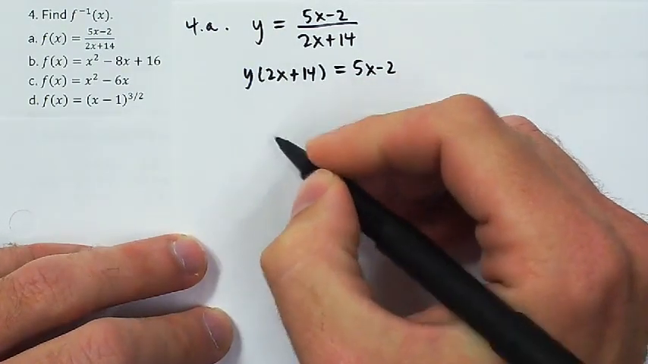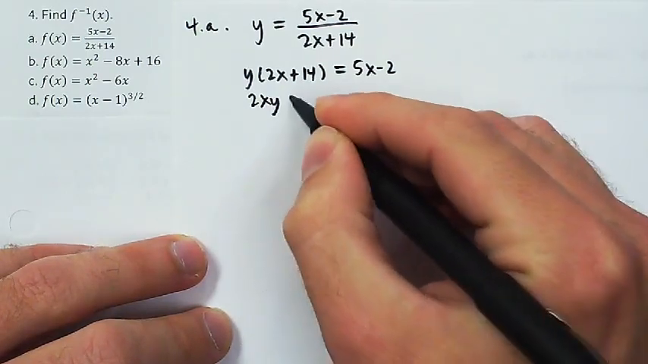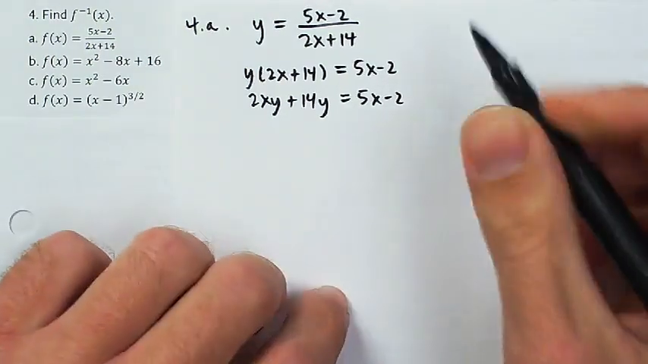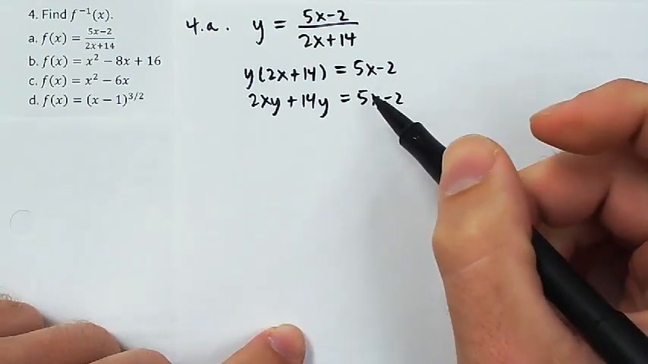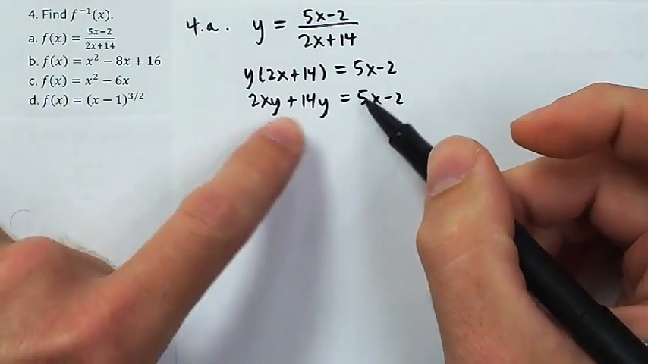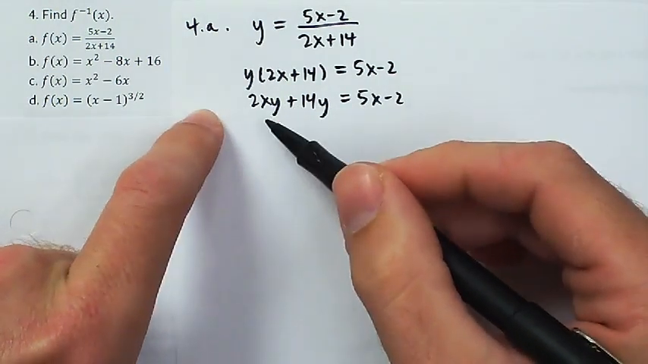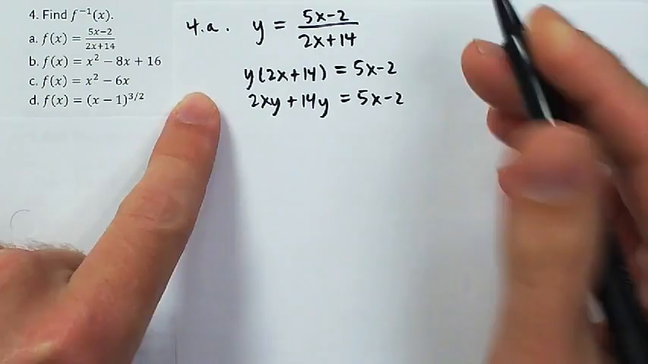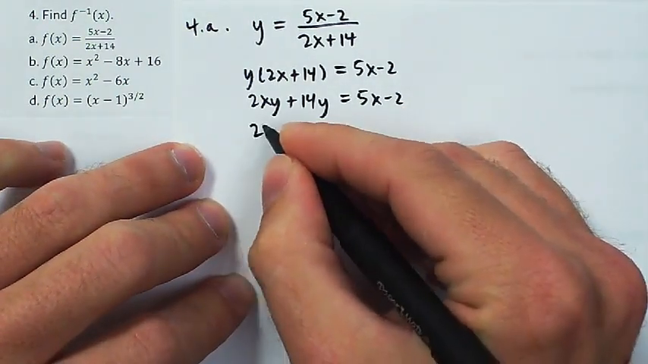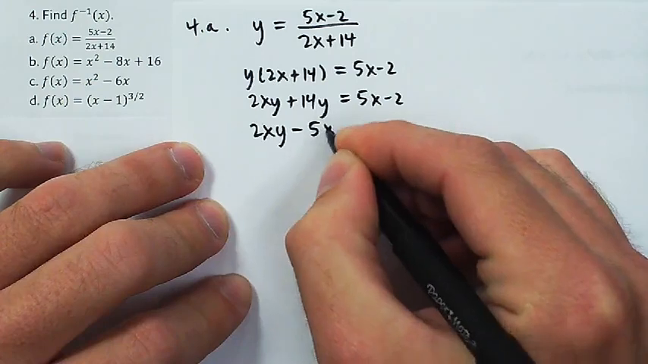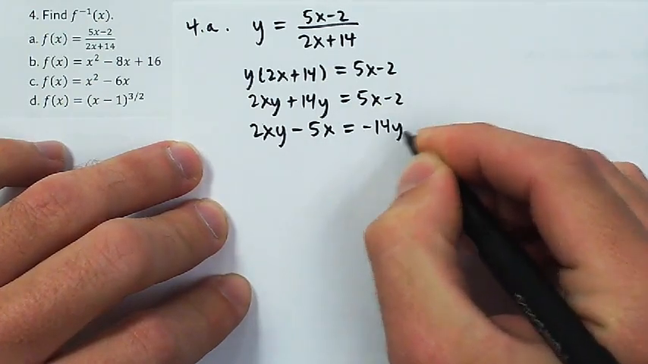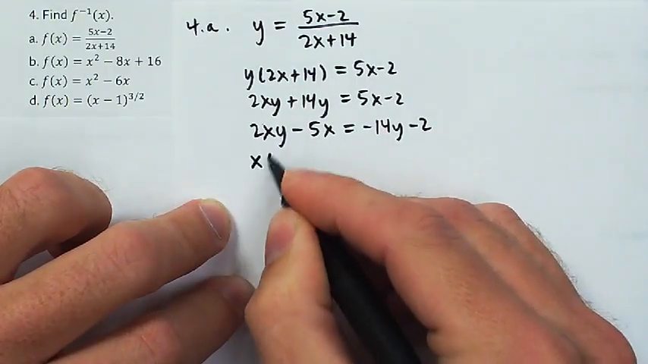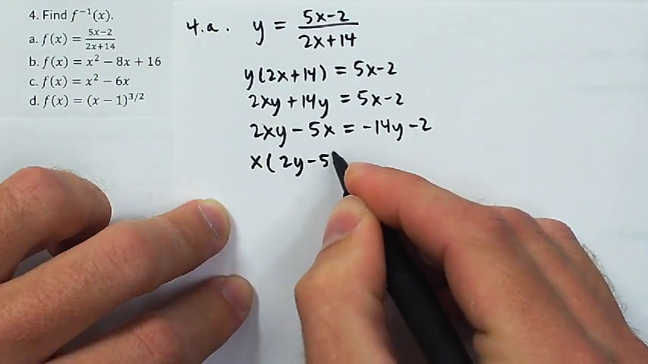And then I'm going to distribute the y. 2xy plus 14y equals 5x minus 2. And now, I don't feel like I showed you how to do this one, but if we're trying to solve for x, just get all of the x's onto one side of the equation, and then we'll factor it out and then divide away whatever we're left with. So this doesn't have x in it, so I'm going to move it over to the other side. I'm going to subtract 14y from both sides, and 5x, I guess. And then I can factor an x out of this, and I'll be left with 2y minus 5.